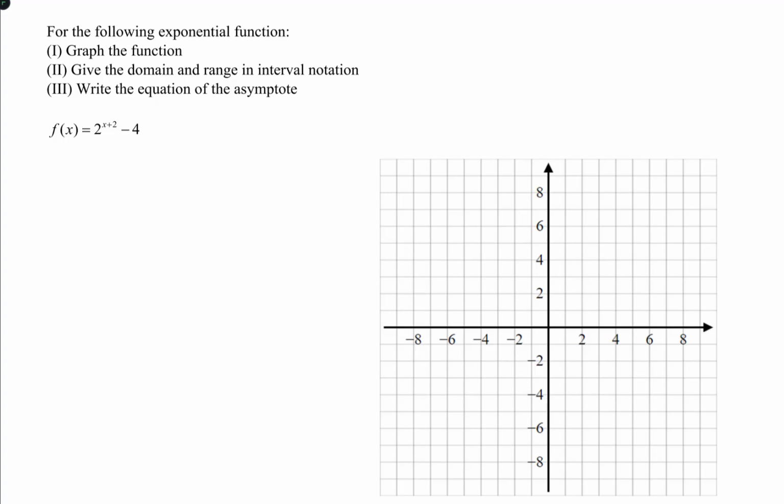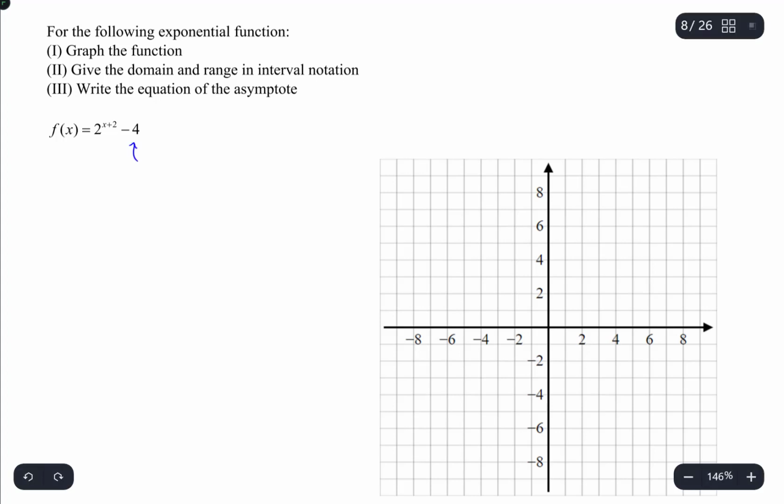For the following exponential function, graph the function, give the domain and range in interval notation, and write the equation of the asymptote. So here we have an exponential function of base 2, and there's some changes happening to it.